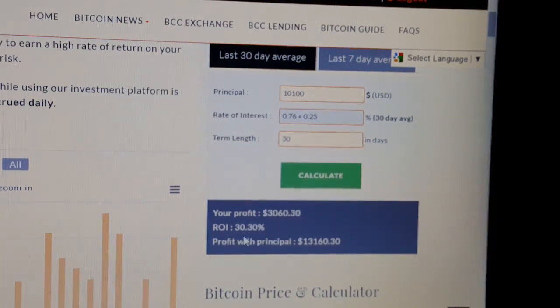So the ROI is 30%, and with that loan, after 120 days, you get back your $10,000. So profit with principal is 13Gs. But let's do 120 days in here. Now this is projected income. So projected income is that you would have earned $12,000 that you can cash out, that goes up in value as Bitcoin, if Bitcoin goes up in value.